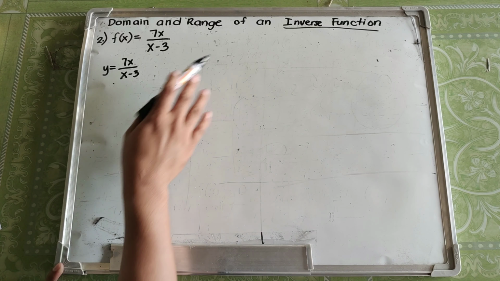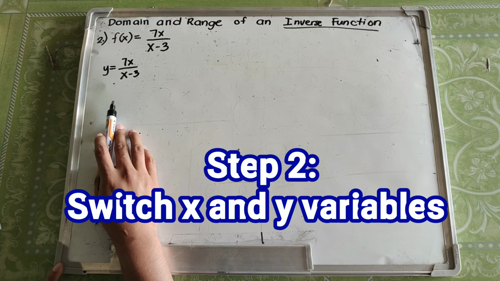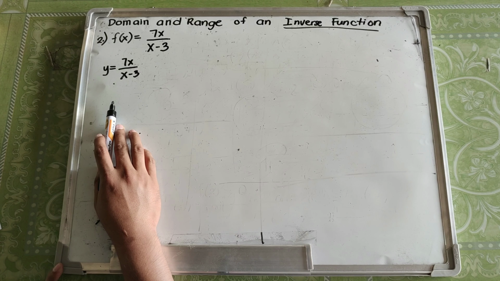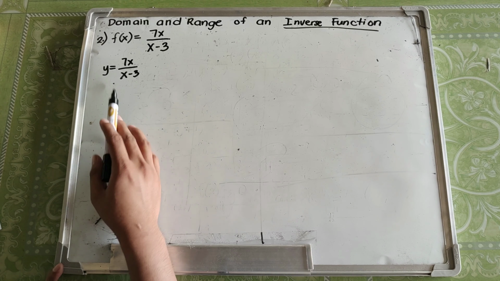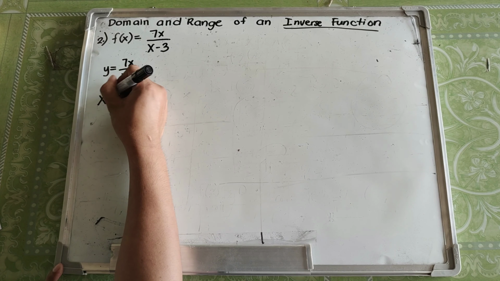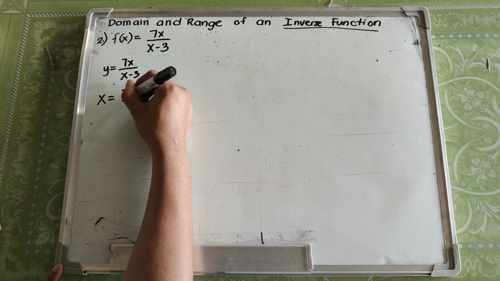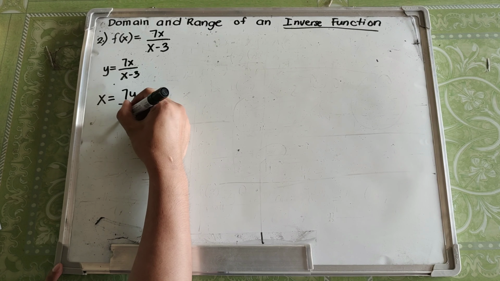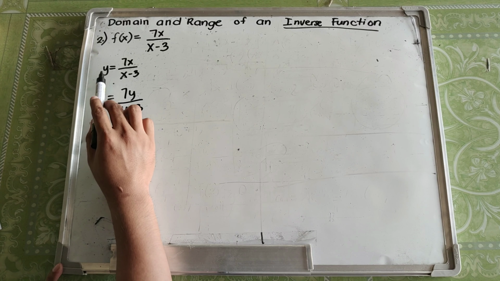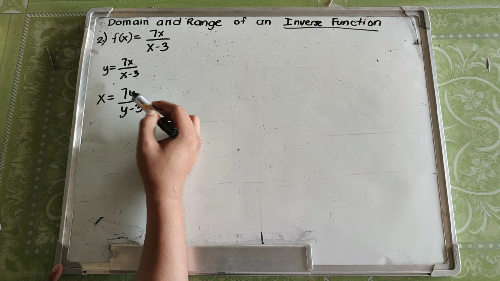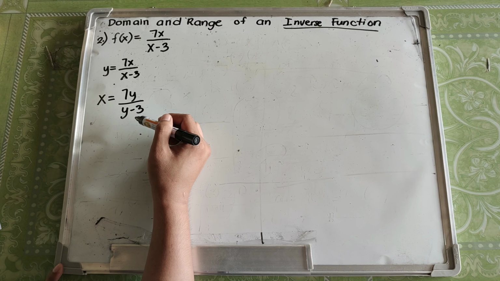Then second step, in finding the inverse function, review. Ano yun? Switch x and y variable. Ipagpapalit-palit natin si x and y. Simply switch. Y, gawin natin x. Yan. Si x, gawin natin y. Ano yung x dito? Gawin natin y. Yung x dito, gawin natin y. Yan. Anong gagawin? Switch. Y magiging x at si x magiging y. Switch x and y variable. That is our second step.